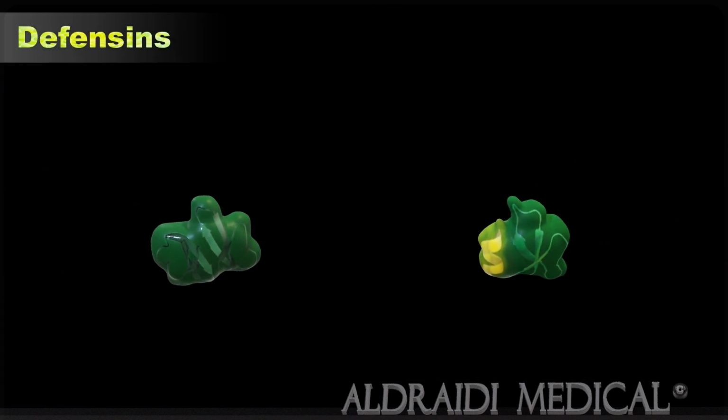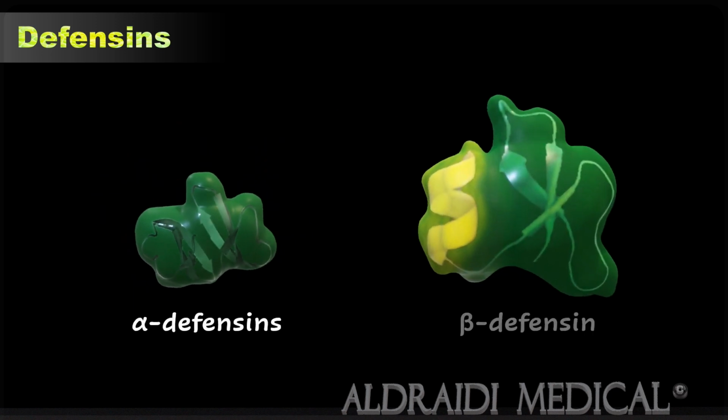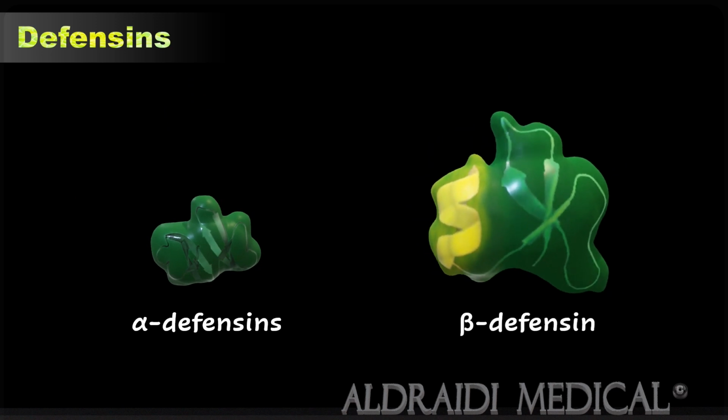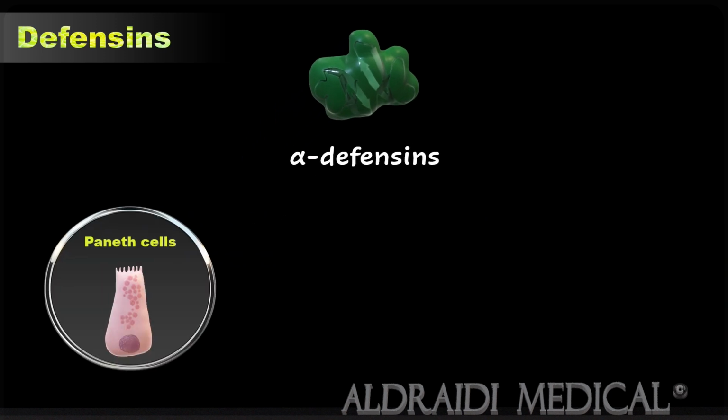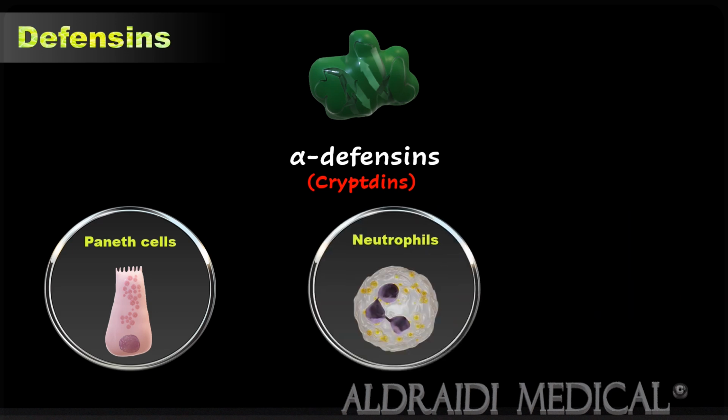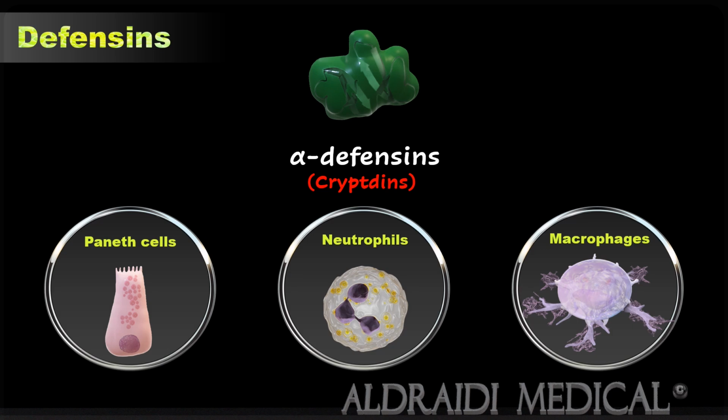Defensins are short, cysteine-rich cationic peptides of around 30 to 40 amino acids that could be largely divided into two subfamilies, alpha defensins and beta defensins. Alpha defensins are produced by Paneth cells of the intestine and are often called cryptidins. They are also produced by neutrophils and macrophages and are part of their granules, where they contribute to the killing of phagocytosed microbes.